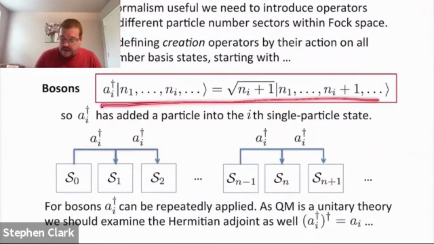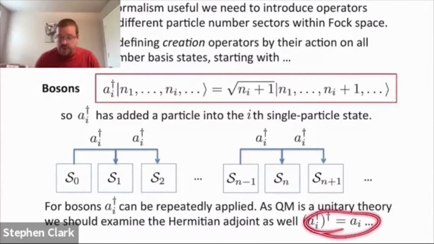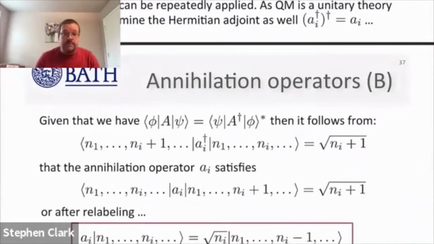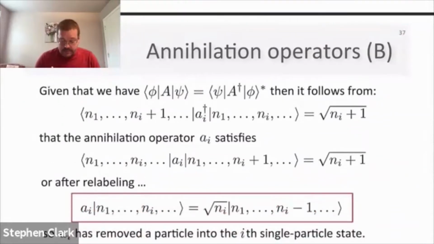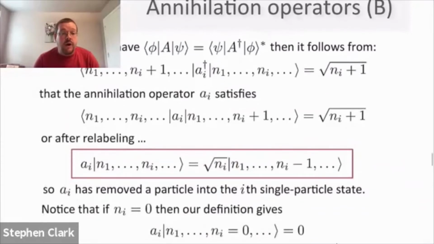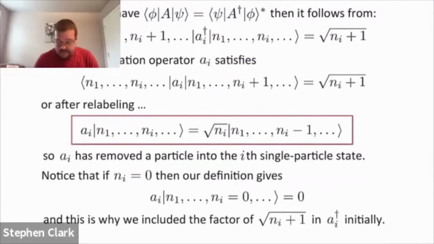Now, since quantum mechanics is basically linear algebra, we've defined the action of this operator on a basis, so we know exactly how it works. We should also look at its conjugate, which is the annihilation operator. And we look at that by simply taking the conjugation of this equation, which gives you this. You can read off from this that an annihilation operator must reduce the particle number by 1 and multiply by the square root of n. Okay, so it looks exactly like a lowering operator on a harmonic oscillator.